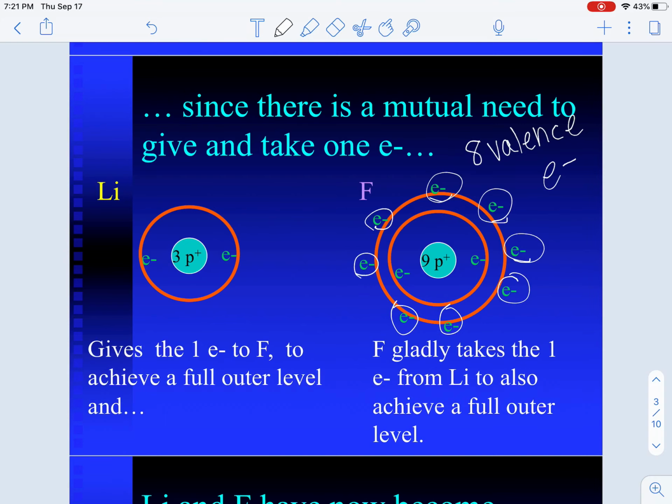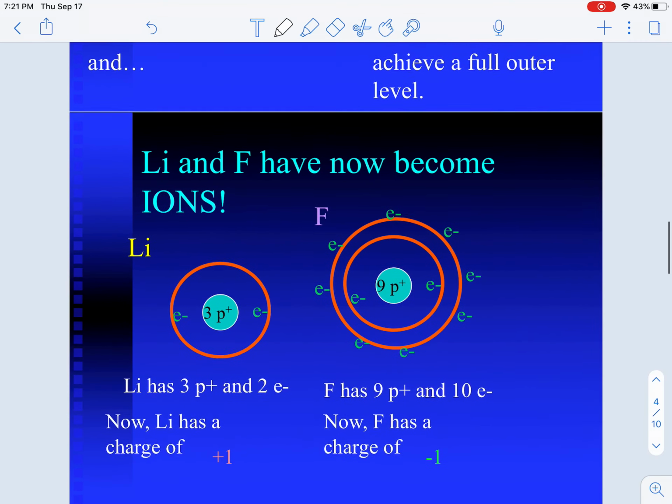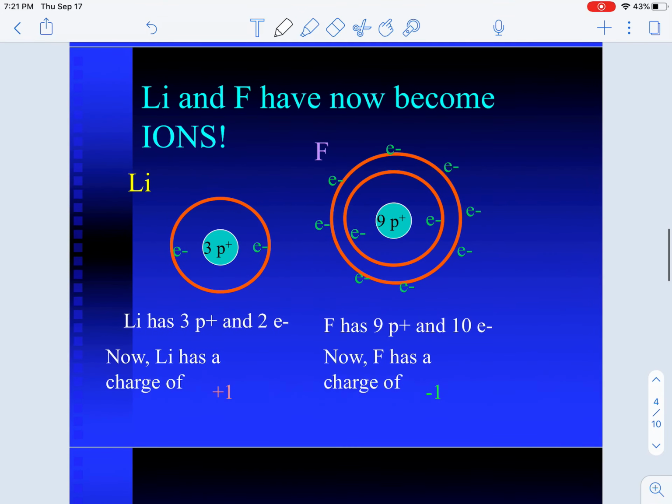So now let's look at the charges since this occurred. Lithium has 3 protons, so a positive 3 charge because protons are positive, and now it only has 2 electrons. It used to have 3, but it gave up this extra one to fluorine. So it only has 2 electrons, which are negatively charged. And in math, if we take positive 3 minus 2, we get a positive 1 overall charge.